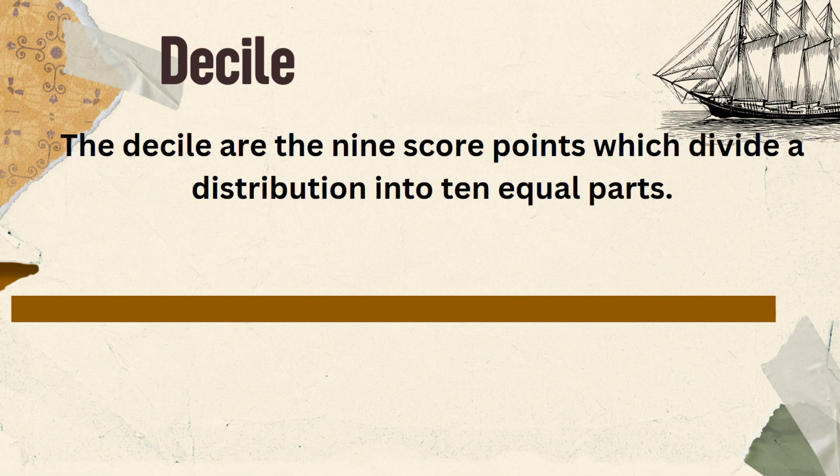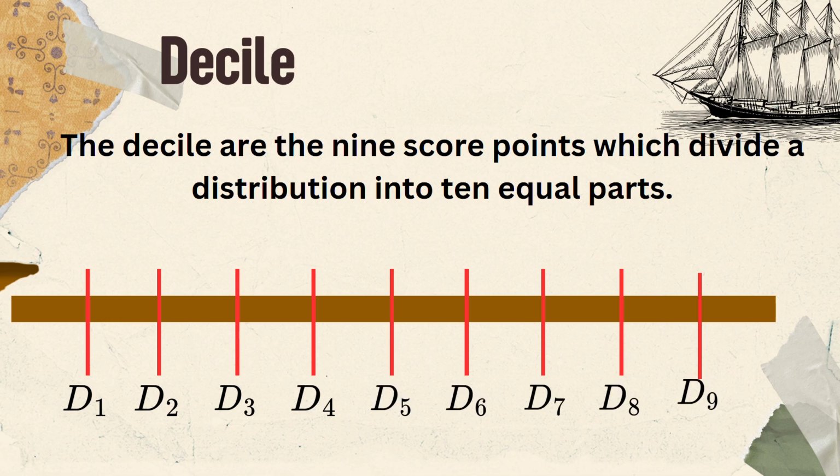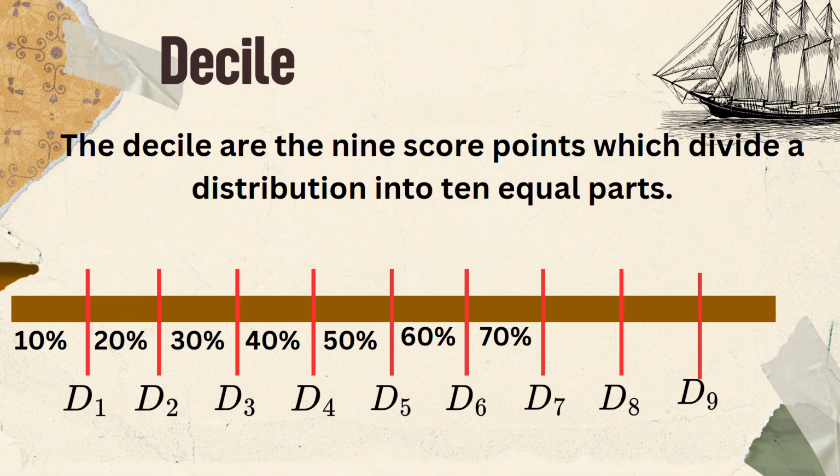Now let me first illustrate to you what is decile. Just for example, we have a whole. Our whole is divided into 10 equal parts, but we only have 9 divisions. So we have first decile, second decile, third, fourth, fifth, sixth, seventh, eighth, and ninth decile. So starting from the leftmost corner of our whole, we have 10%, followed by 20, 30, 40, 50, 60, 70, 80, 90, and 100.